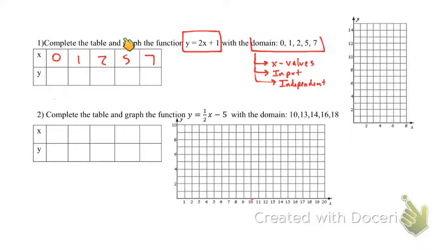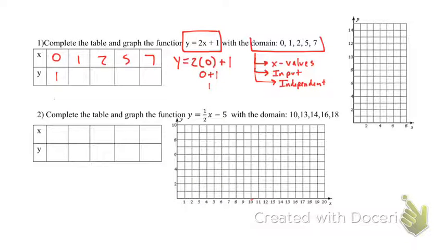So the first x value I'm going to plug in is 0. So you should have something like this. And then we do the math. 2 times 0, 0 plus 1, which gives you 1. Okay, so I'm going to put that in my y table here.